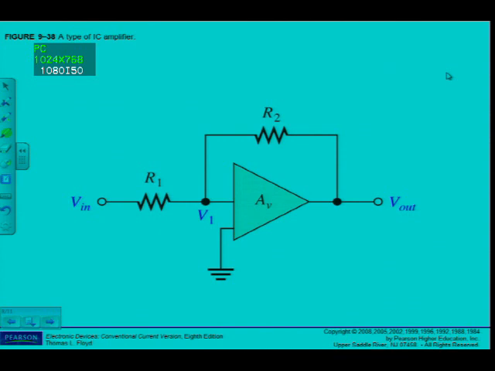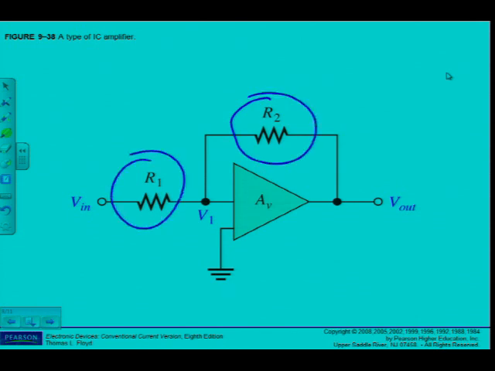Perhaps we can show it here. There's a type of IC amplifier, and my concern here, because it's an integrated circuit, is these resistors. As we've seen, they take up a lot of space and they generate heat. So I would rather use the switched capacitors.